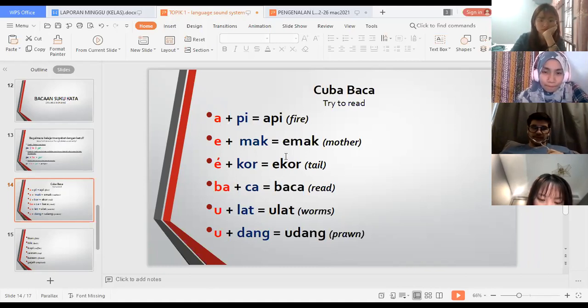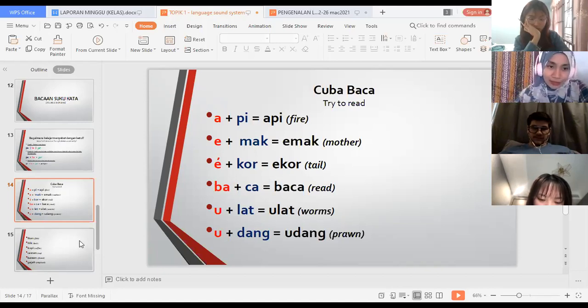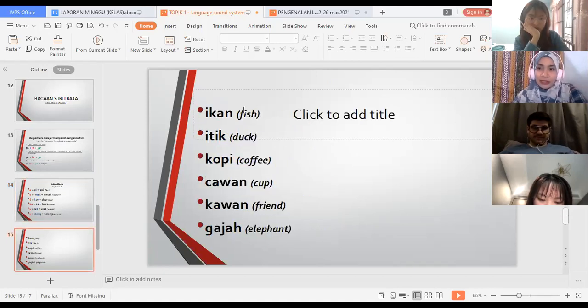Api. Imak. Not imak. Ekor. Ekor. Baca. Ulat. Udang. Very good. Okay. Terima kasih. Thank you. Sama-sama. Okay, so now we're going to the next reading.